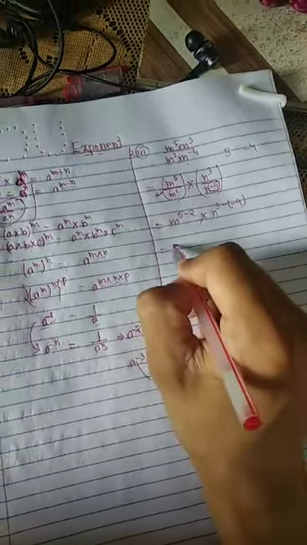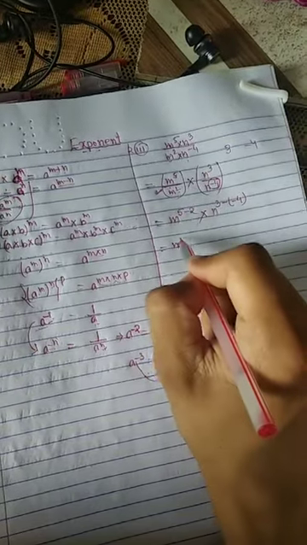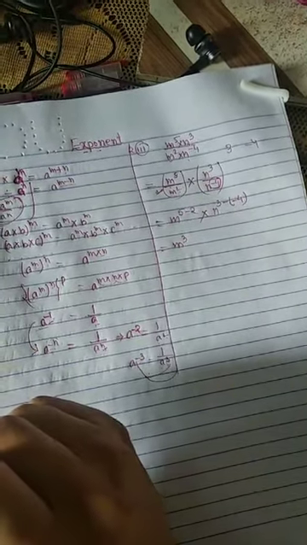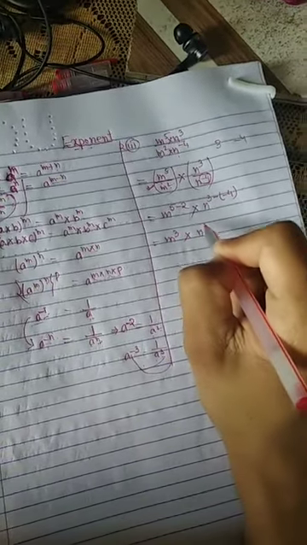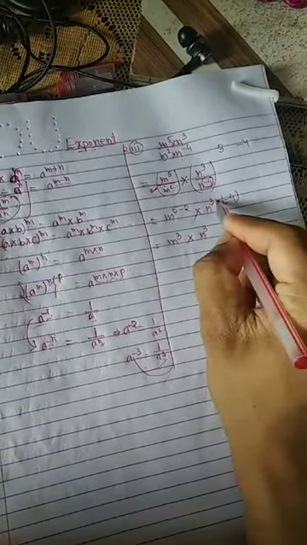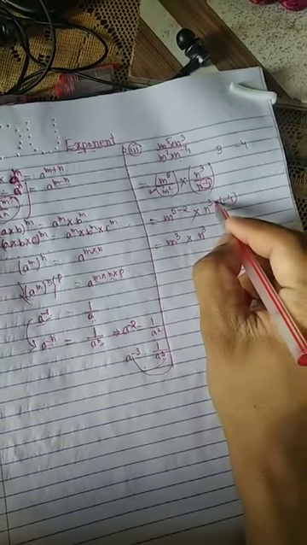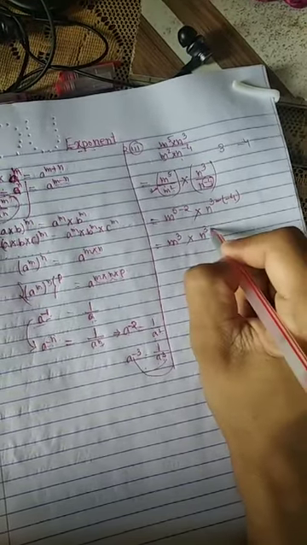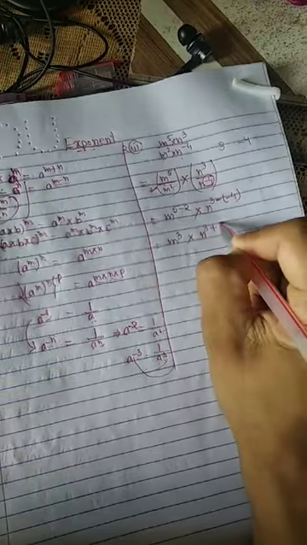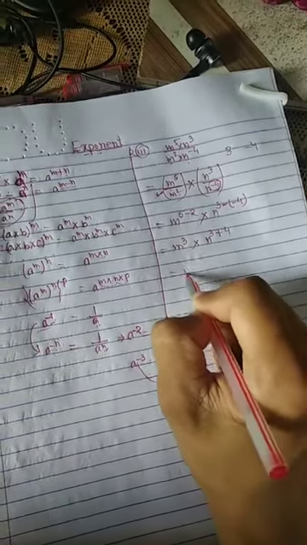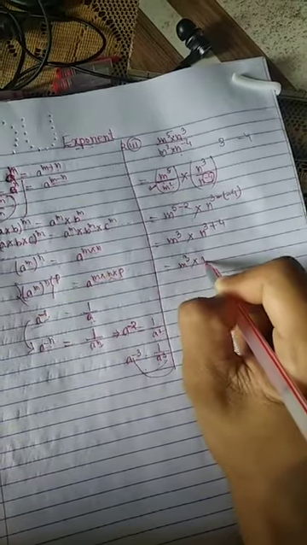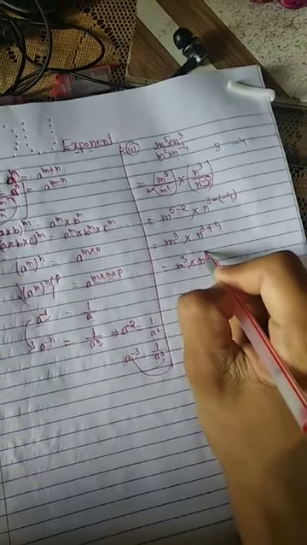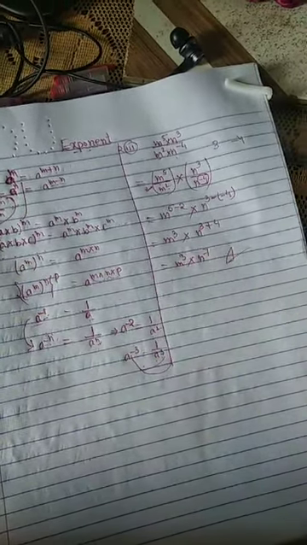Now see, it is simple. 5 minus 2 is 3, so it becomes m cube. And now here, n to the power 3 minus of minus 4, which will be 3 plus 4. So m cube into n to the power 3 plus 4, which is 7. So this is the answer.